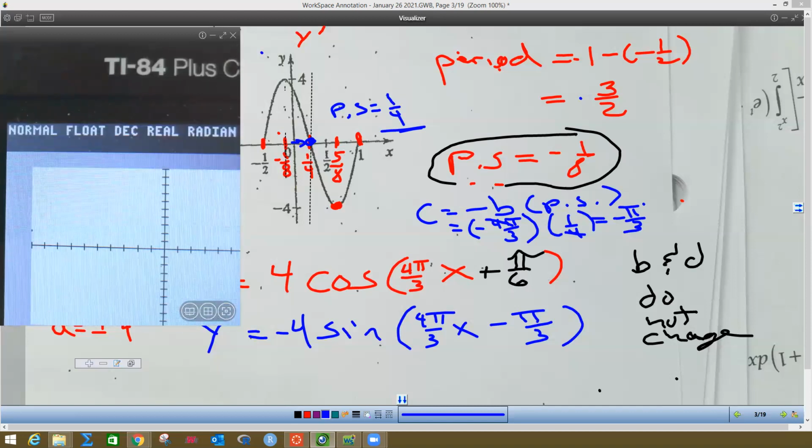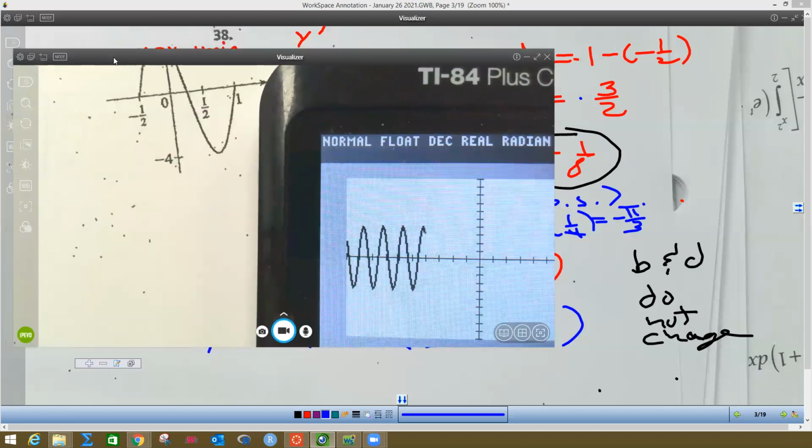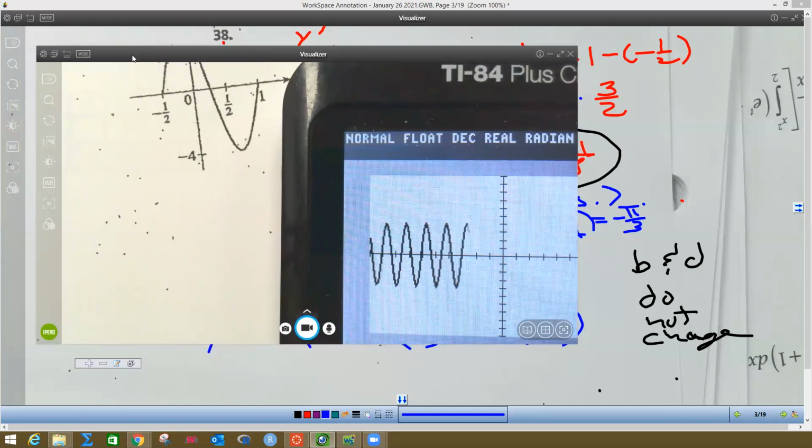Typed it in wrong. Now we got to watch all this again. I'm going to bring my picture thing over so you can see it better. So there goes the original one, the cosine one right there. And maybe I should have showed you something else here, but anyway.